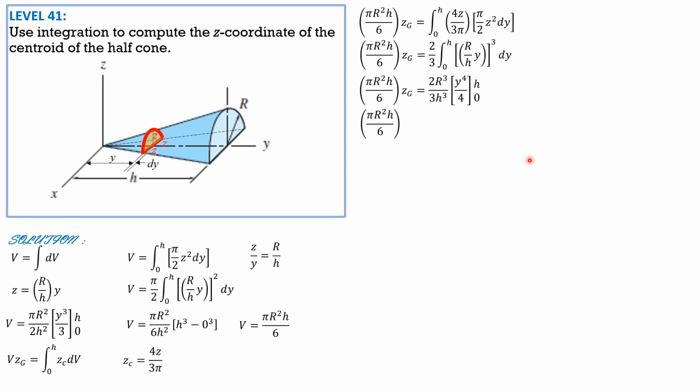So pi r squared h over 6 z sub g is equal to r cubed over 6 h cubed, quantity h to the 4th minus 0 to the 4th. Simplifying, the right side is r cubed h over 6, then cancel out r squared h, and we have r left here divided by pi. So g sub z is r over pi. So that's it for this problem.